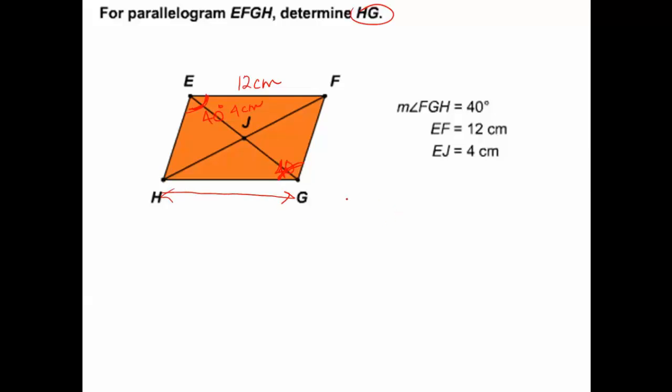And if you'll remember, your properties of a parallelogram say that opposite sides are congruent. Therefore, I know that EF equals HG. If EF equals 12 centimeters, then HG has to equal 12 centimeters.